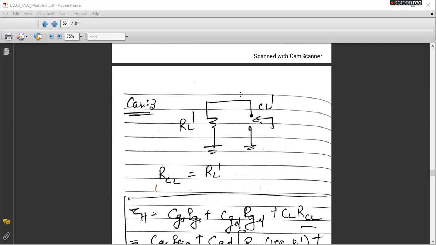So why am I not considering gmVgs? gmVgs is a current source. Similarly, Vsig is a voltage source. While evaluating the resistance, we will not consider any voltage or current sources in the circuit. It has to be deactivated.